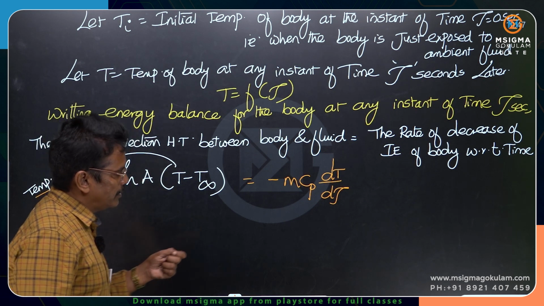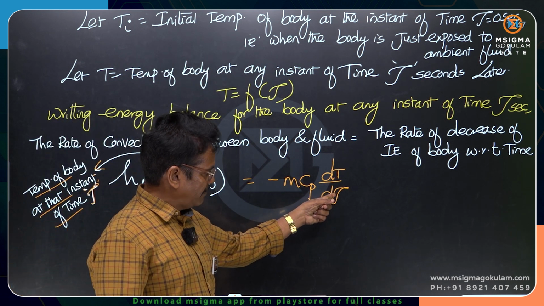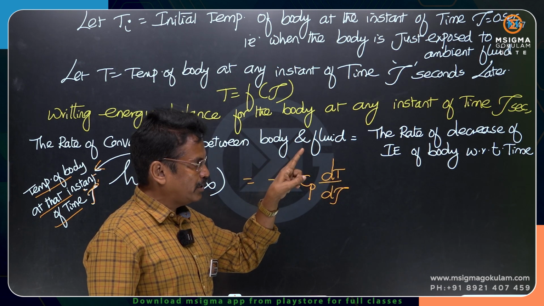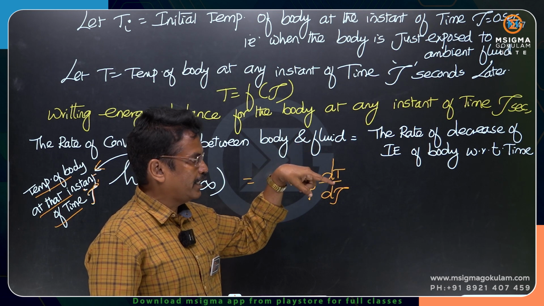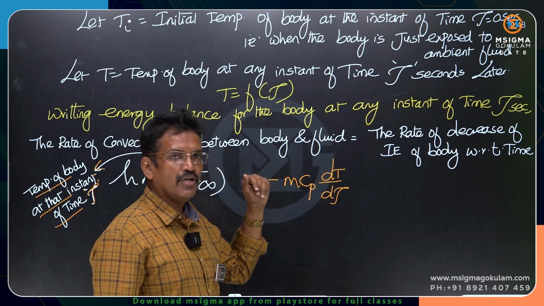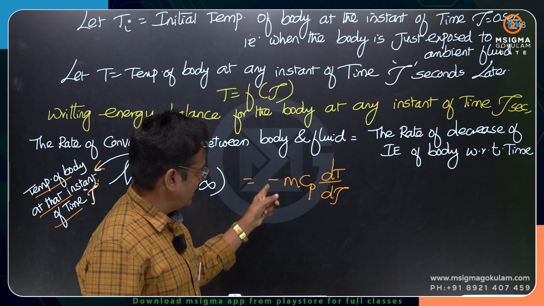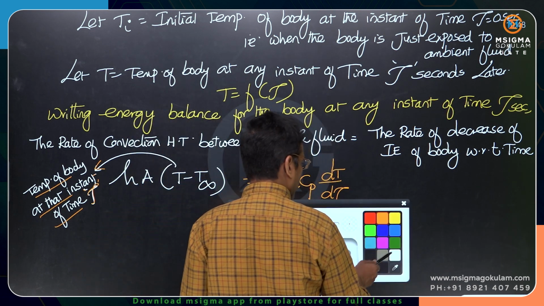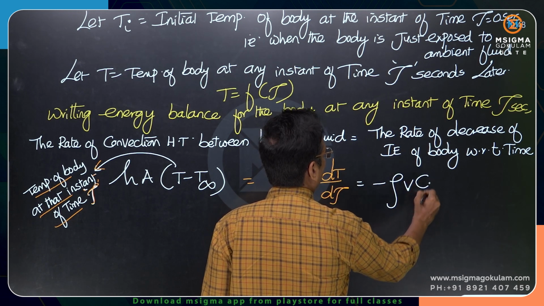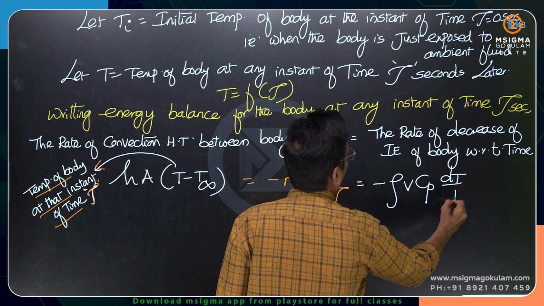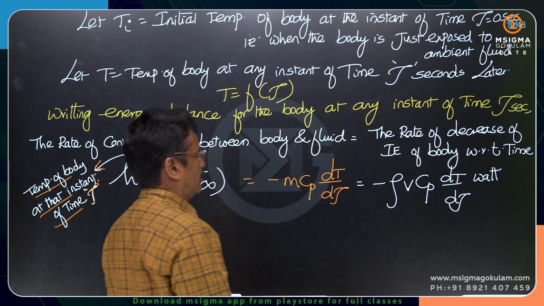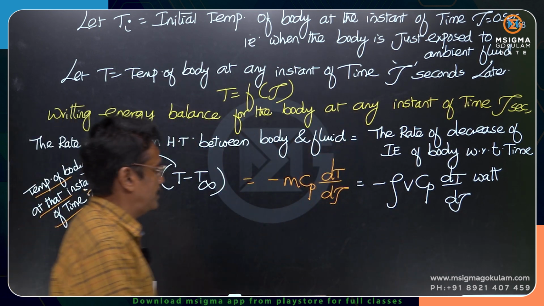Why am I writing minus? Because as the time progresses, the temperature of the body is decreasing. As the stopwatch keeps on ticking, the temperature of the body keeps on decreasing. That is why this minus sign. Mass could be written as density times volume. Please keep the Cp only in joule per kg Kelvin. This is the energy balance, dT by d tau.